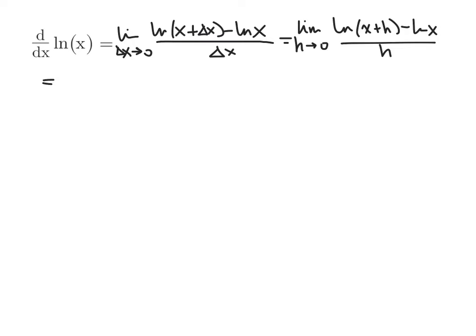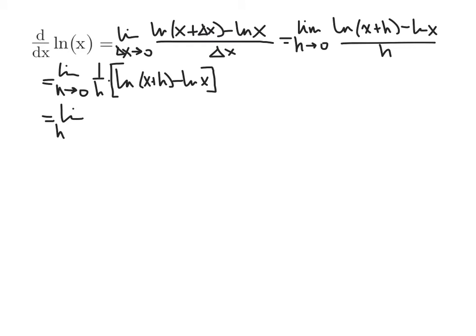We're going to have to use some algebraic properties that we know. For instance, instead of dividing by h, I'm going to multiply by 1 over h. And we also have this other property of logarithms that says if we are subtracting two logarithms with the same base, we can rewrite that as a single log being the quotient of x plus h and x.